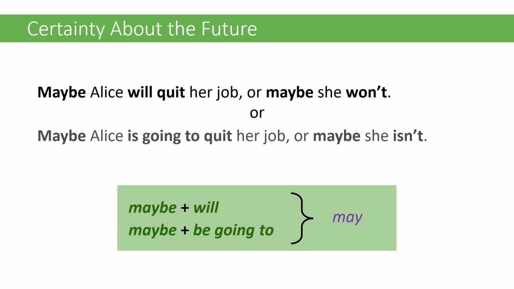Maybe plus will or be going to has the same meaning as may, but it's used differently. So look at the examples. Maybe Alice will quit her job, or maybe she won't. Maybe Alice is going to quit her job, or maybe she isn't. If you'll notice here, maybe is going at the beginning of the sentence rather than in front of the verb.